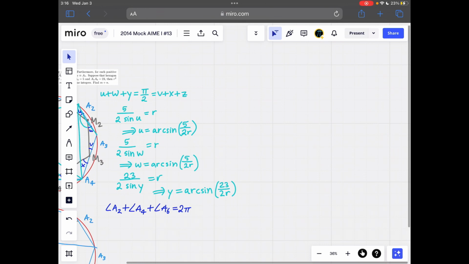Now let's use this to create our equation in terms of only R and arc sine. So we have U plus W plus Y is pi over 2. Let's use a different color. U plus W plus Y, that's 2 arc sine 5 over 2R plus arc sine 23 over 2R is equal to pi over 2.